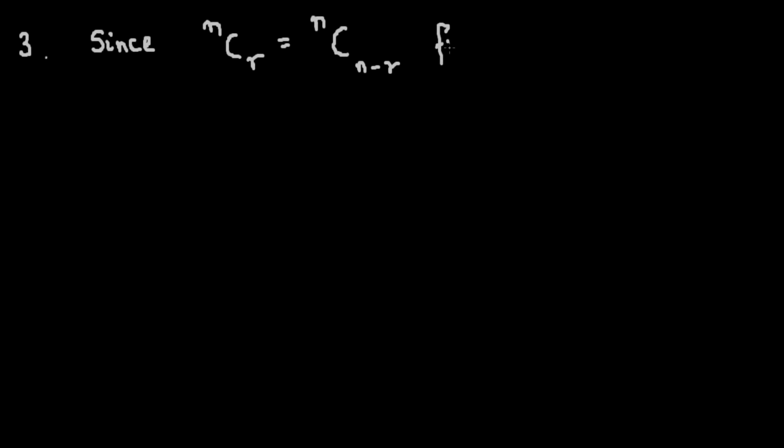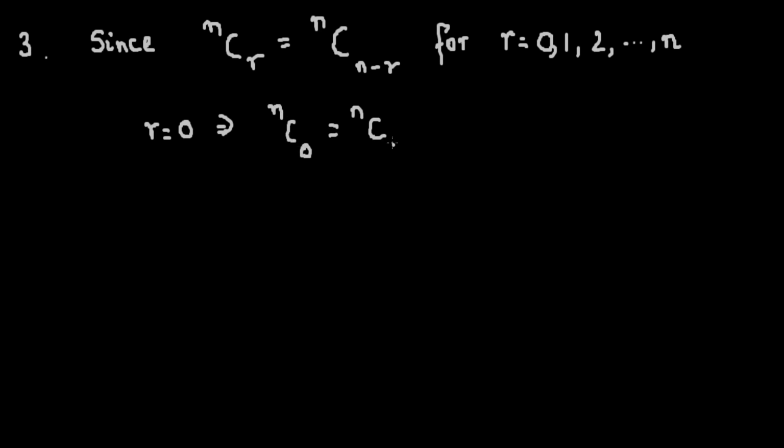So for r equals 0, 1, 2 up to n. If this is true, then r equals 0 implies nC0 is equal to nCn. You can check it out. What is nC0? This is n factorial over 0 factorial times (n minus 0) factorial, which is n factorial over n factorial. And nCn is n factorial over n factorial times (n minus n) factorial, and n minus n is 0 factorial. So we can see this holds true.